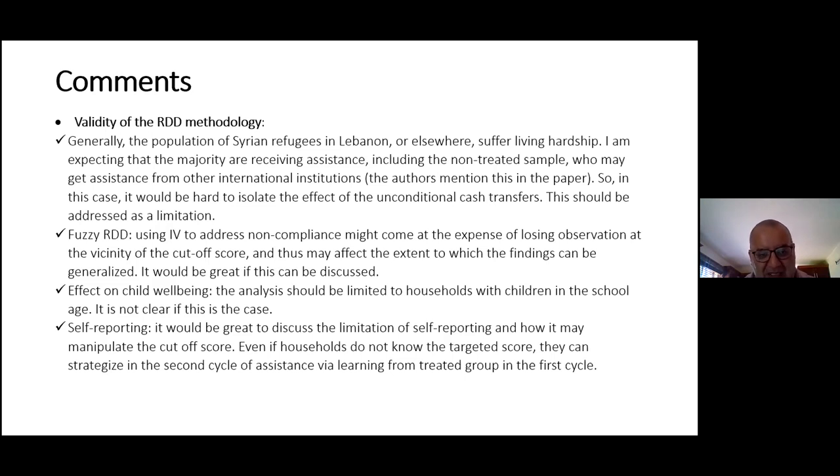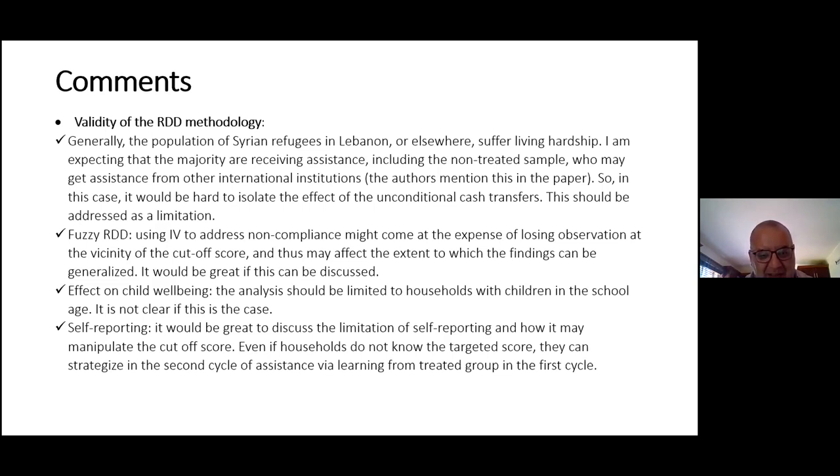The other thing is you used a fuzzy RDD model using the IV to address the non-compliance. But this comes at the expense of losing observations. So here we talk about the power of the test, the vicinity of the cutoff score. And I thought this might be discussed in the paper.